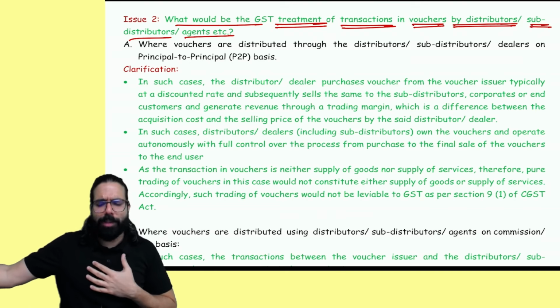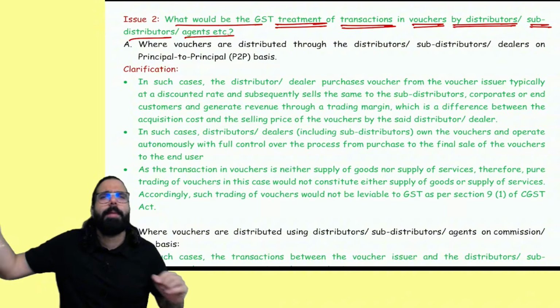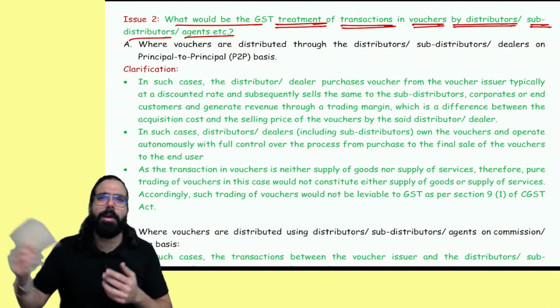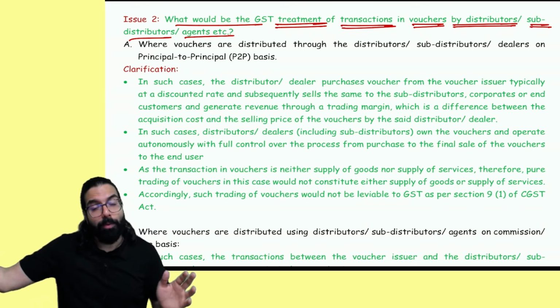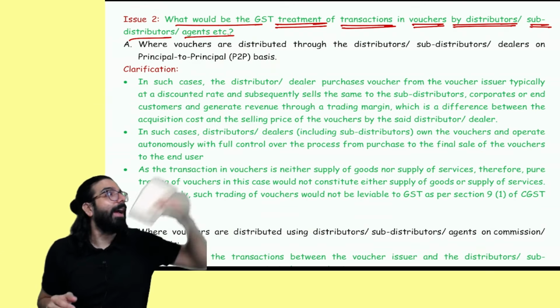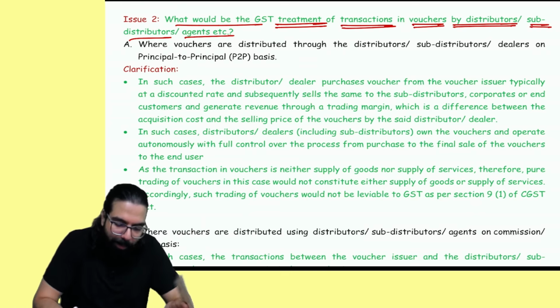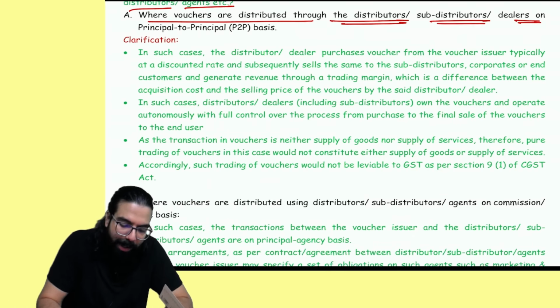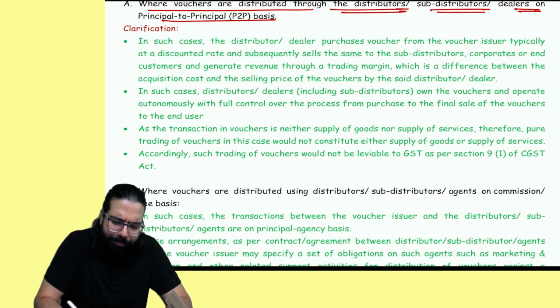For example, a voucher from a company, 100 rupees voucher, I buy it for 98 and I sell it for 99. For example, one big company, Sodexo is there. From Sodexo, I buy the vouchers and I sell the voucher. Then they are telling where vouchers are distributed by the distributor or sub-distributor dealer on principal to principal basis.